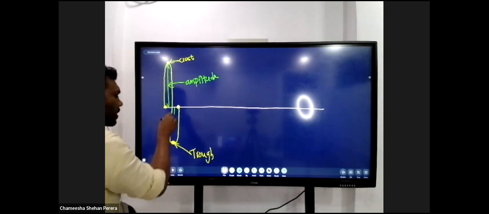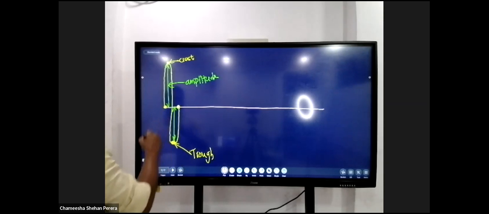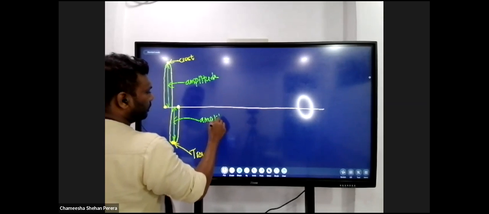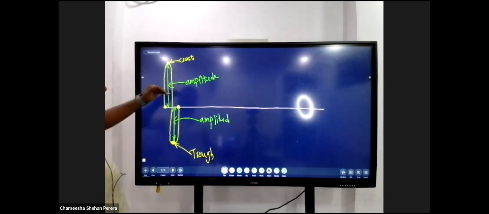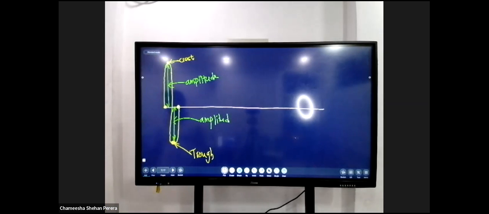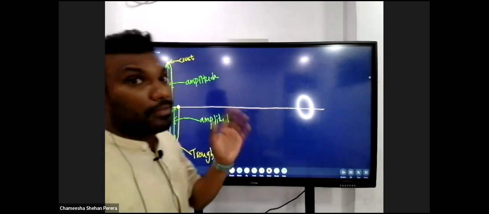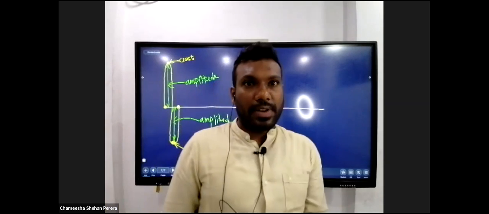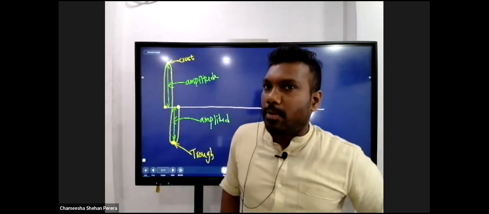Or to the crest, trough. Sorry, or to the trough. This is also an amplitude. This is the amplitude onto the positive direction. This is the amplitude onto the negative direction. Simple as it is, right? So amplitude means what? Now we are specifically talking about the amplitude of the transverse wave.